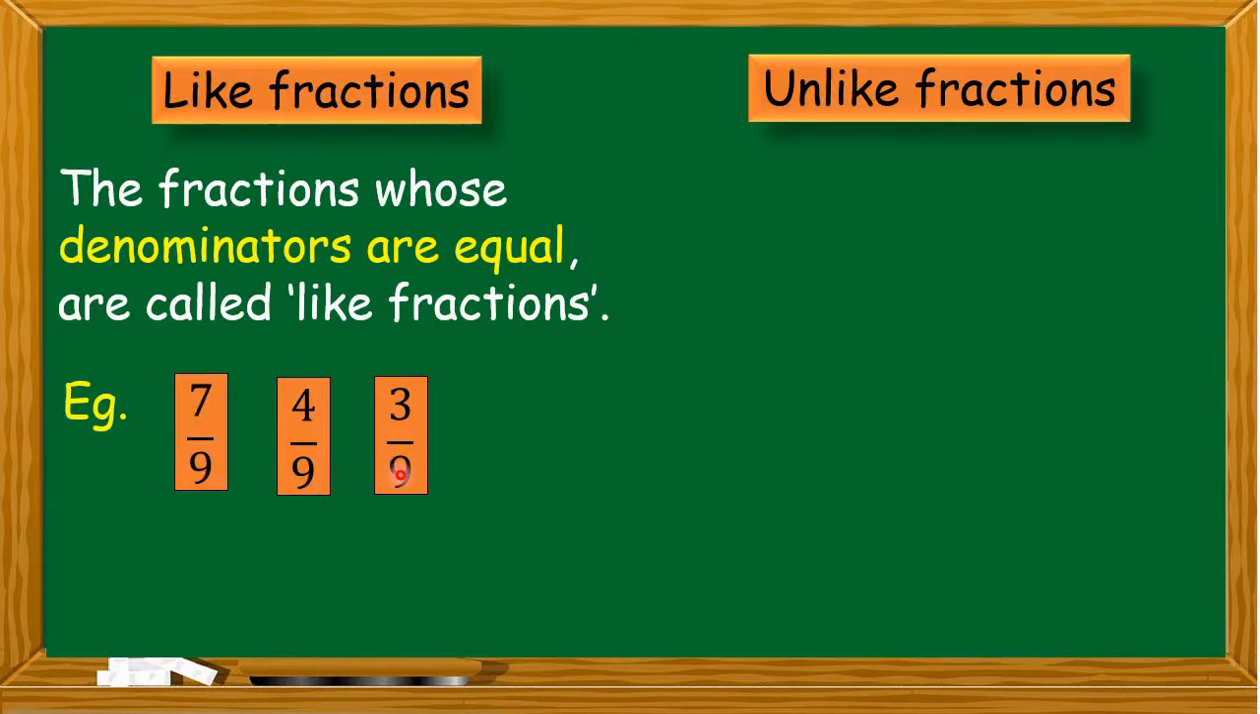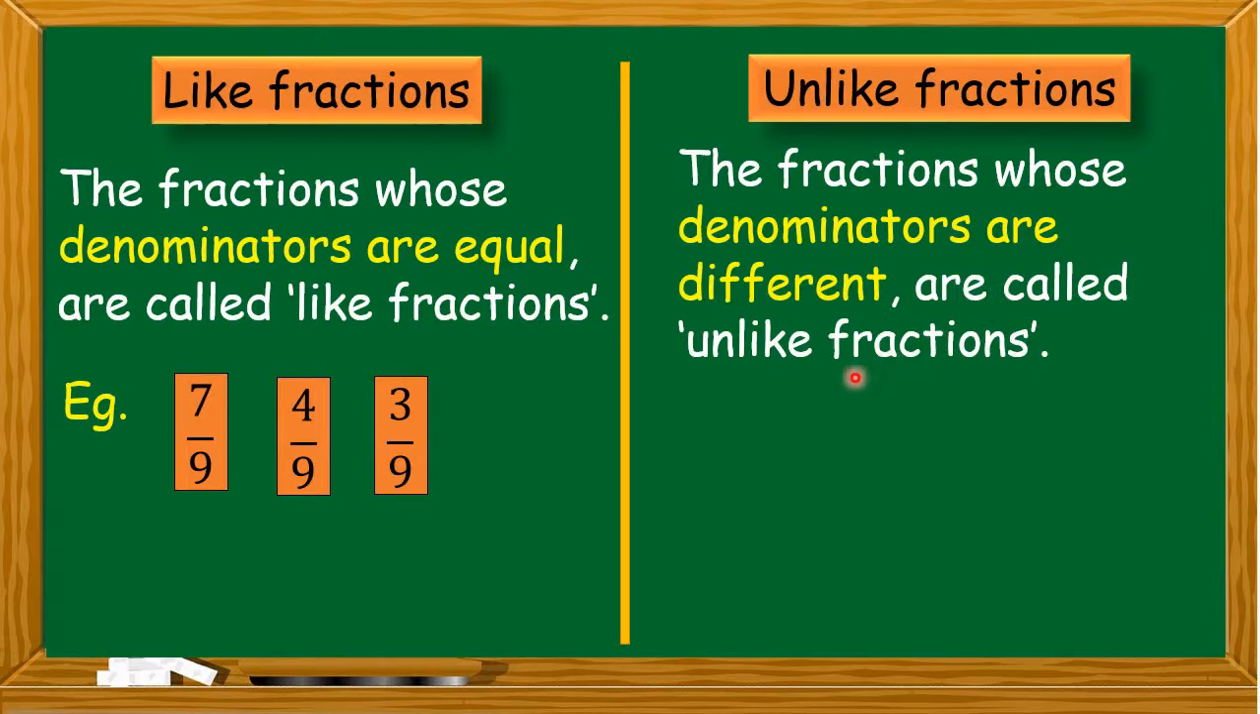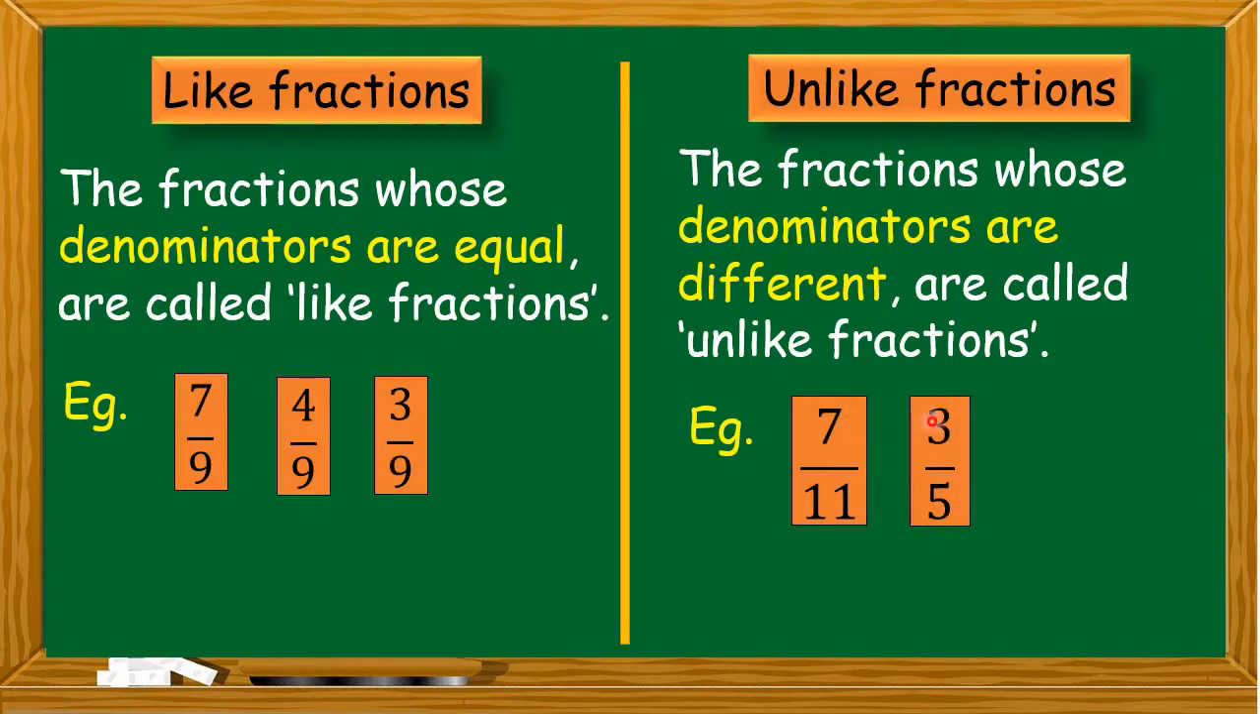Let us know about unlike fractions. The fractions whose denominators are different are called unlike fractions. For example, 7 upon 11, 3 upon 5, 8 upon 9. Here you can see all these three fractions have different denominators. Such fractions are called unlike fractions.